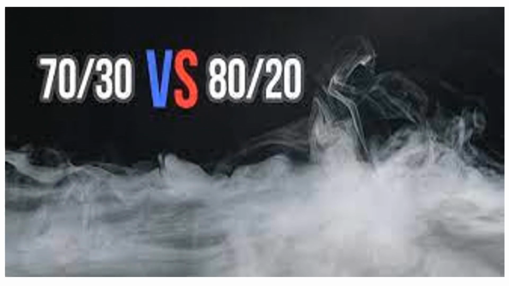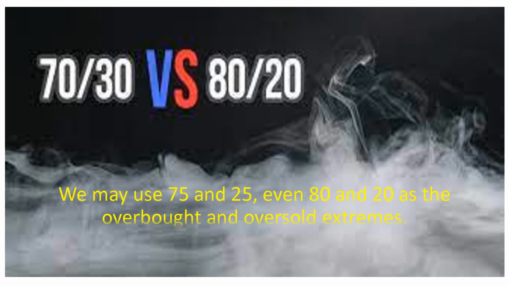Analysts will often adjust the overbought and oversold levels based on the underlying trend. We may use 75 and 25, even 80 and 20 as the overbought and oversold extremes. In an extremely bullish or bearish market, the overbought and oversold levels can be widened to reflect the extreme situation.